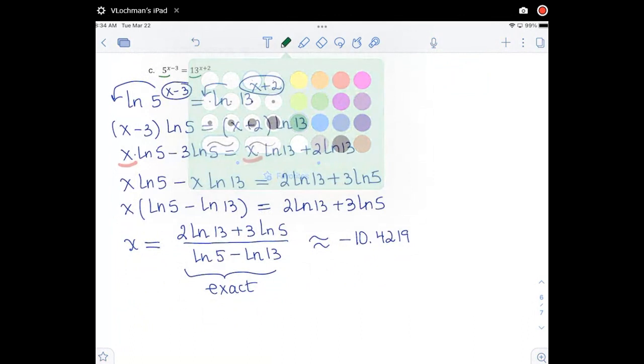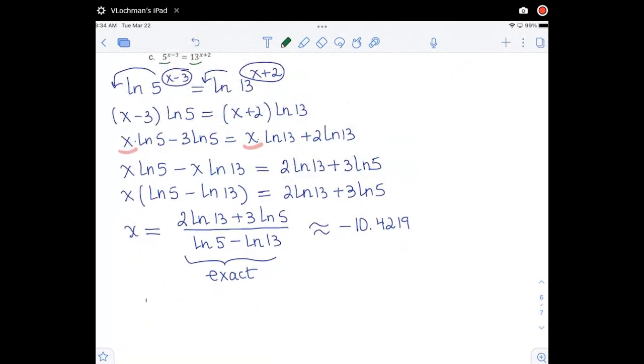Let's go ahead and check this real quick with the calculator. So if I were to plug this in, so 5 raised to the power negative 10.4219 minus 3 and 13 raised to the power negative 10.4219 plus 2. Okay, in each case, I'm going to get a small number. What you're going to get if you plug this into your calculator is something like 4.15427 times 10 to the negative 10. So that's a very small number here.